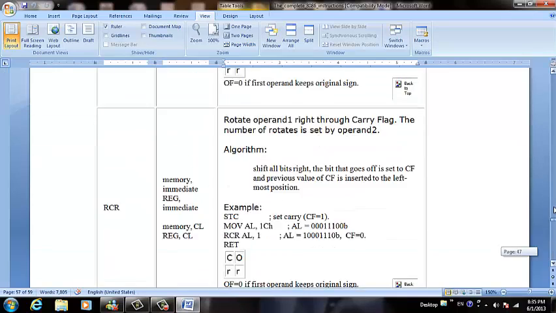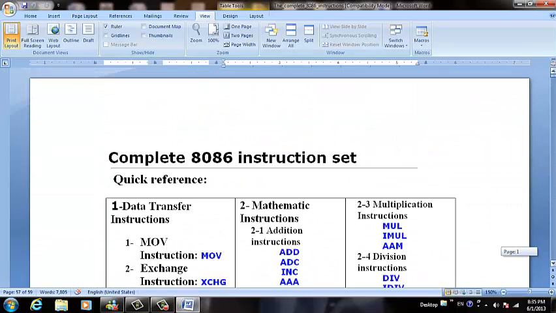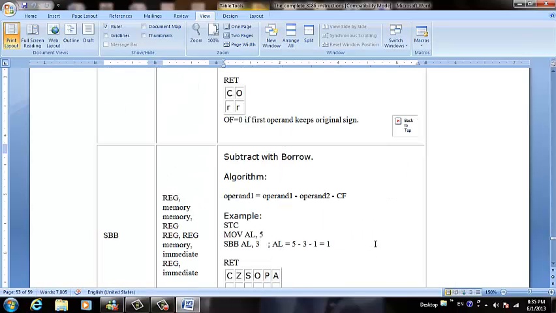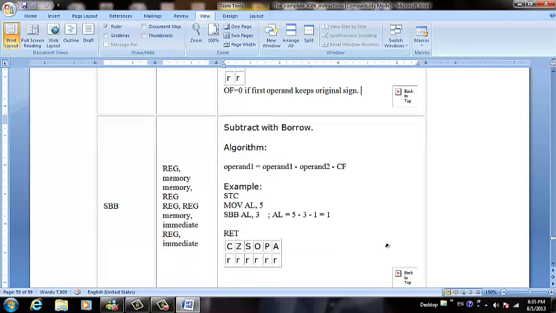Again, we go back to the top, and we have sub with borrow. That is equivalent to add with carry. As in addition we have the carry flag, in subtraction we have to borrow from the carry flag.